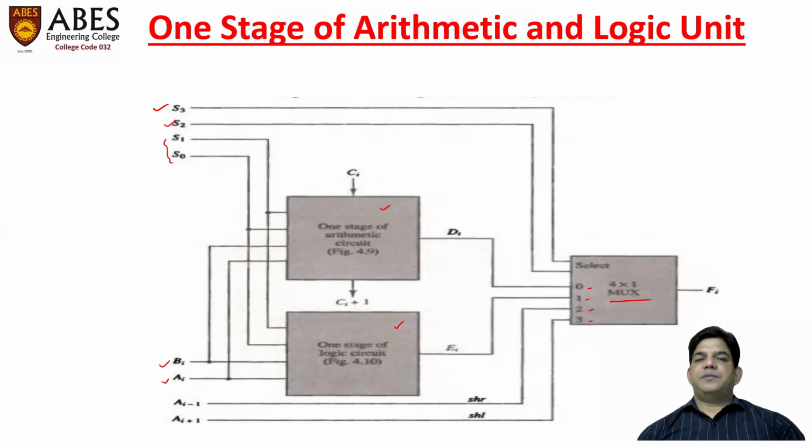If you perform the arithmetic operations, the output moves to input number 0. If you perform a logic operation, that output moves to input number 1. These inputs are selected by the two selection lines S3 and S2. The two more operations are the shift right, which is performed with AI minus 1, and the shift left, which is AI plus 1. Based on these operations, the final output is produced by the multiplexer. This is one stage of the arithmetic logic unit.